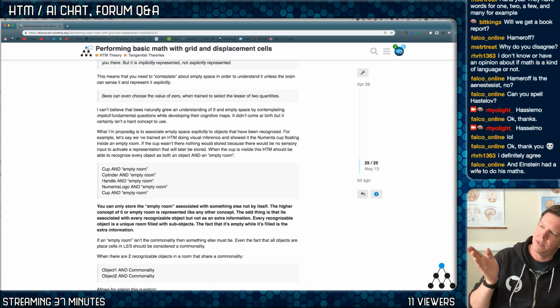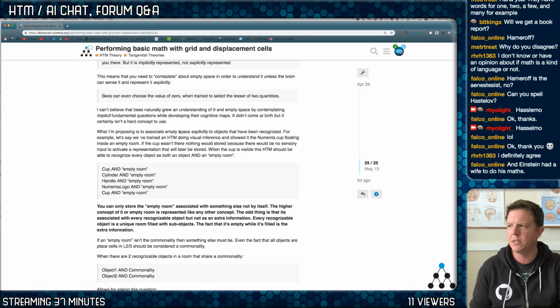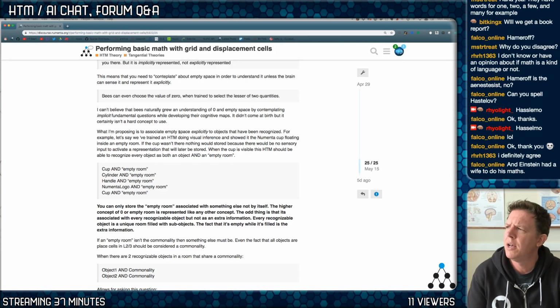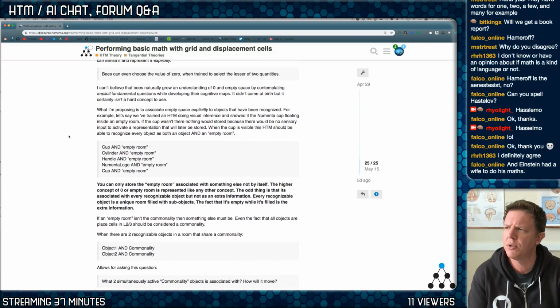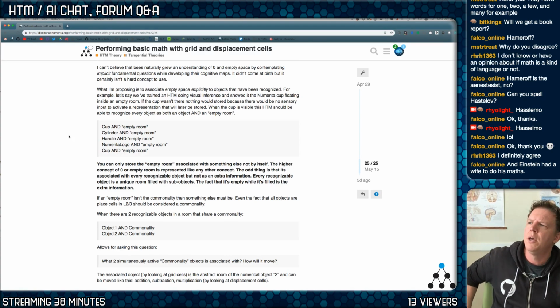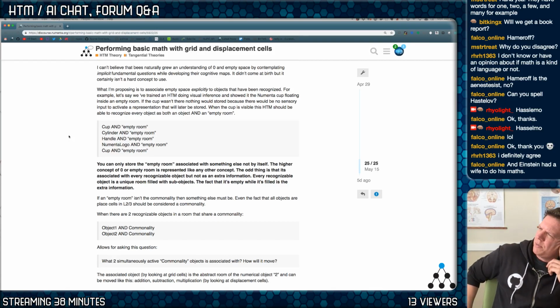So what I'm proposing, he says, is to associate empty space explicitly to objects that have been recognized. For example, let's say we have trained an HTM doing visual inference and showed it the Numenta cup floating inside an empty room. If the cup wasn't there, nothing would be stored because there would be no sensory input to activate a representation, and that will later be stored. When the cup is visible, this HTM should be able to recognize every object as both the object and an empty room. Be able to recognize every object?